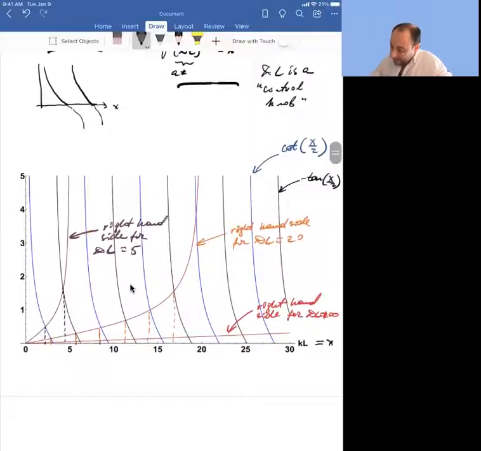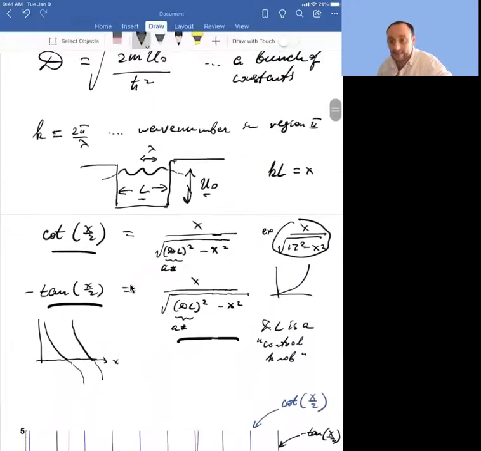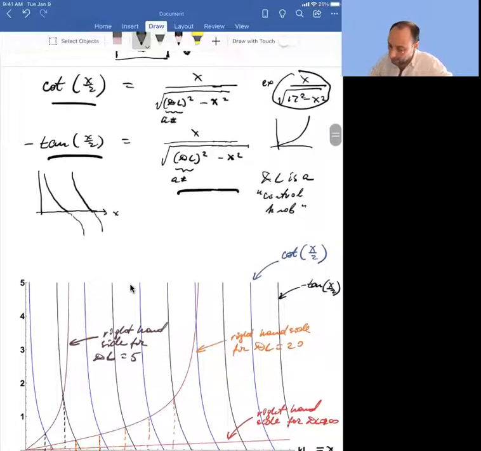So wherever the right-hand side function equals either the cotangent of x over 2 or minus the tangent of x over 2, that's where, at that value of x, at the x at which that intersection happens, these equations are satisfied. So this is called a graphical solution. What I'm presenting to you right now is called the graphical solution.